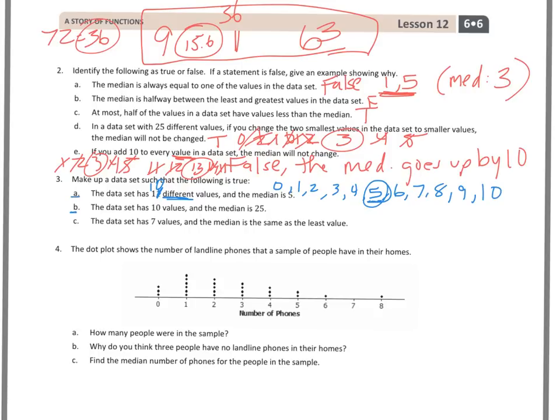And you can obviously have something different. I'm just giving you examples. Now the data set has 10 values, and the median is 25. I'm going to take the easiest way out, which you shouldn't do, but I will. 10 values, it doesn't say different values.